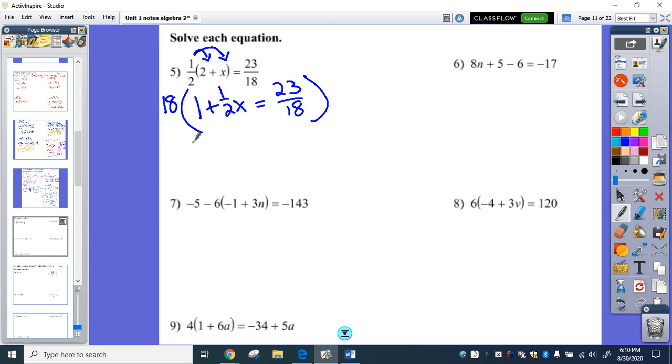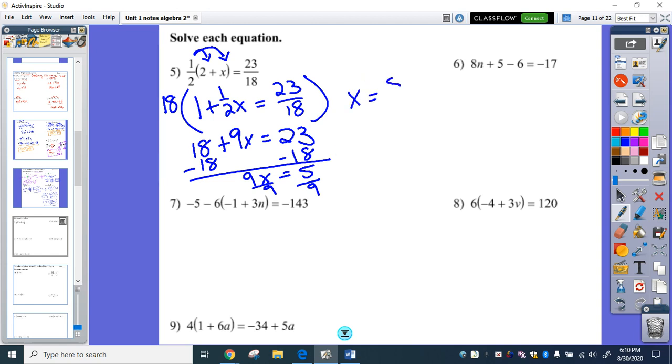Well, 18 times 1 is 18. 18 times 1/2, or half of 18, is 9x. And if I do 18 times this fraction on the other side, 23 over 18, the 18s will actually cancel and just leave me with 23. That is a much easier problem to work with. All we have to do now, subtract 18 on both sides. So we end up with 9x equals 5, and we divide by 9. So my answer would be x equals 5/9.